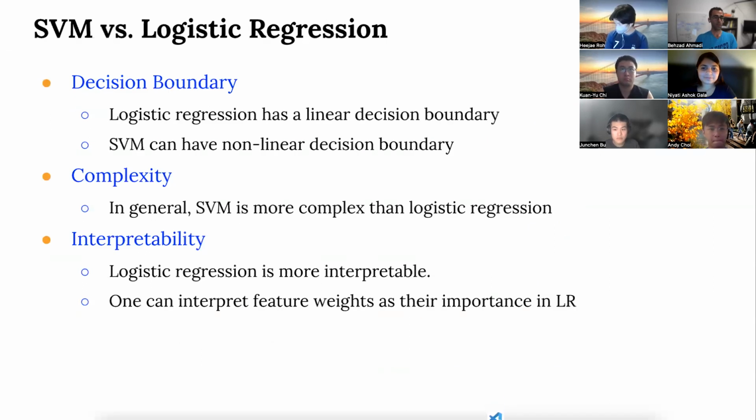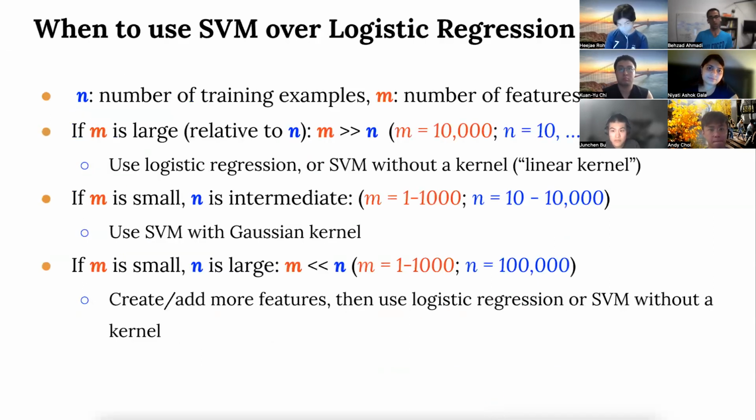Okay, that's one way of comparing it. Now let's go to another way of comparison. That's derived from Andrew Ng's slides. So let's assume that you have n number of samples and m number of features. You have some guidelines on where to use what. Again, these are not written in stone, but this can help you.